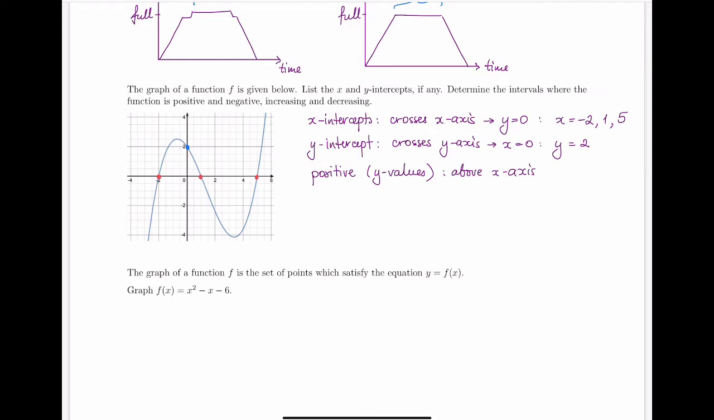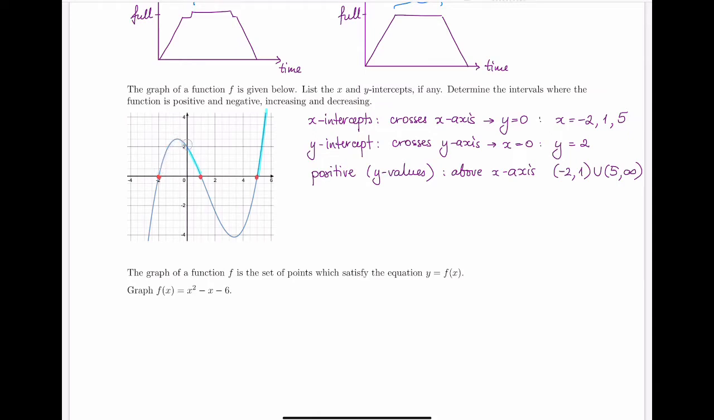Okay, and so now we can look at when does that happen? When does this graph lie above the x-axis? Well, it happens for this piece of the graph here and for this piece of the graph here. So using the interval notation, we can say that this happens between -2 and 1 for x's, right? Between -2 and 1, and then between 5 and forever. So union from 5 to infinity.